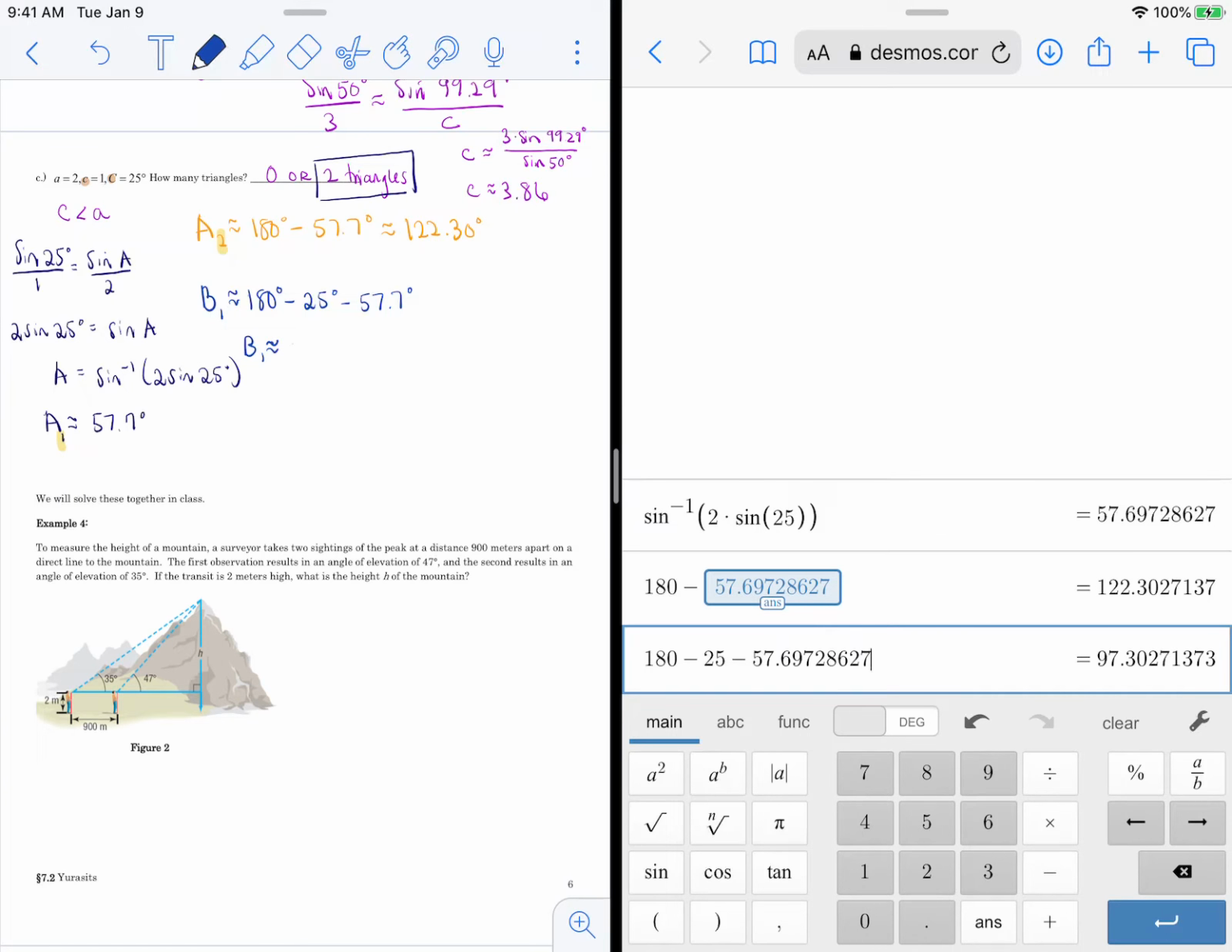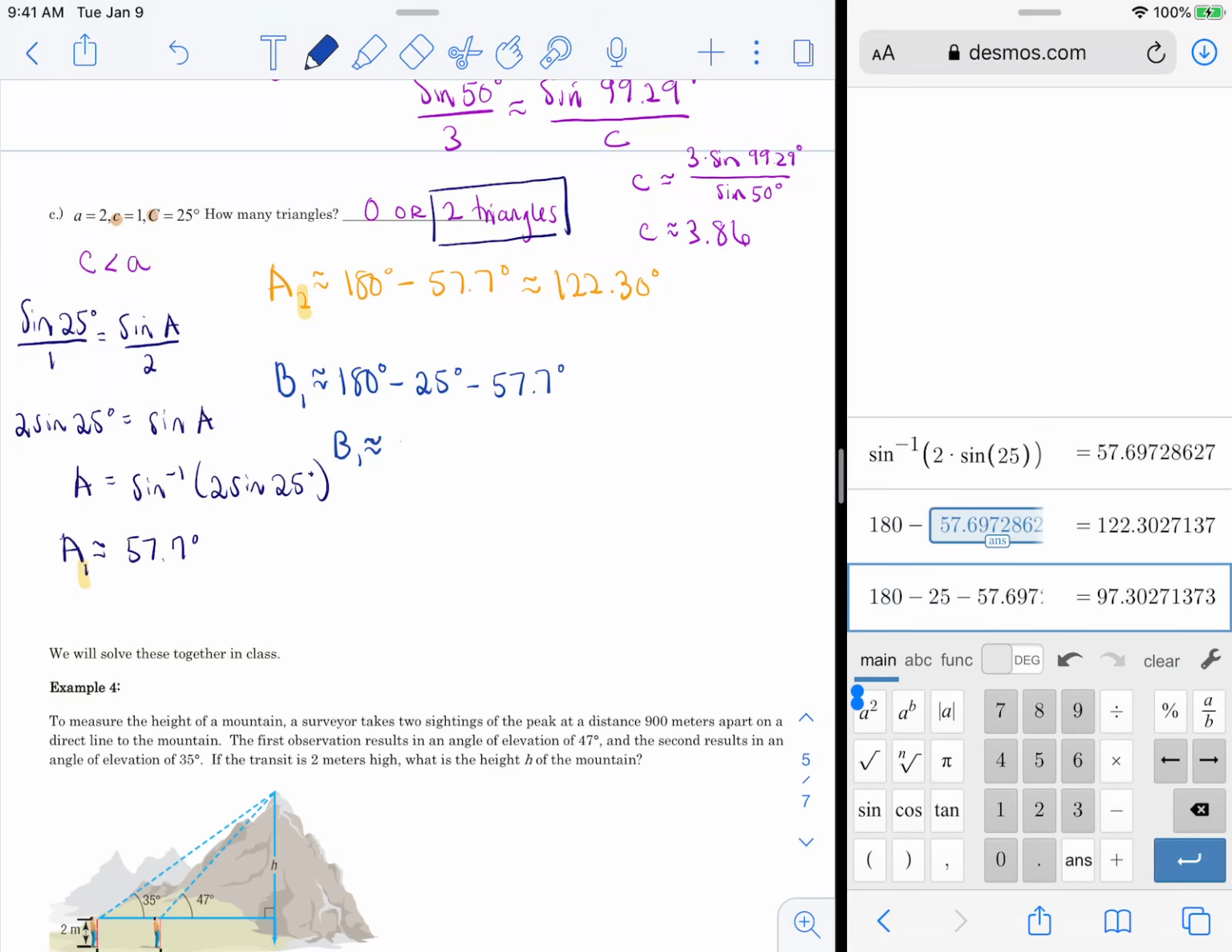69728627. There's more values there, but I just want to get it as close as I can. So I end up getting 97.3 degrees.